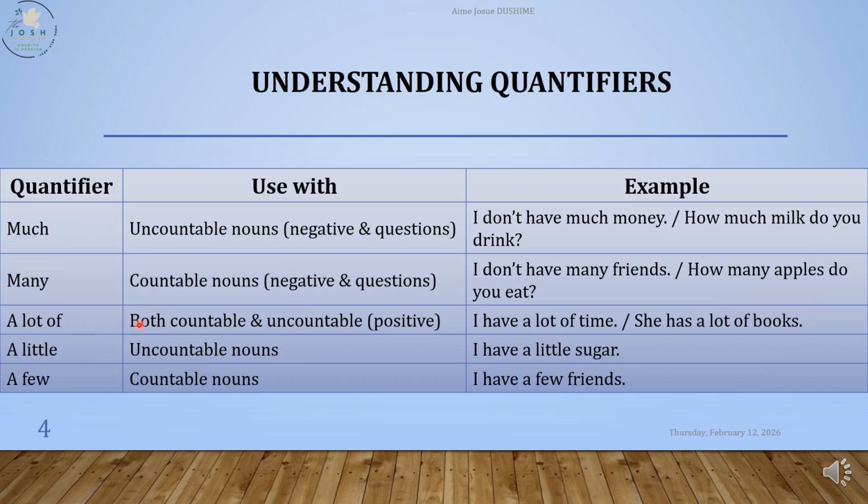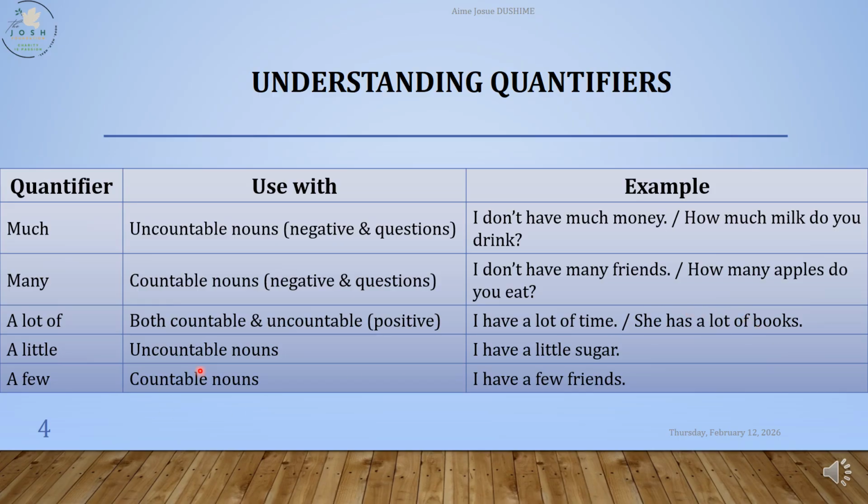A lot of is used for both countable and uncountable nouns in positive sentences, which means if you want to use much or many, use them in negatives and in questions. When it is positive, use a lot of. I have a lot of time. She has a lot of books. This is uncountable. This is countable.